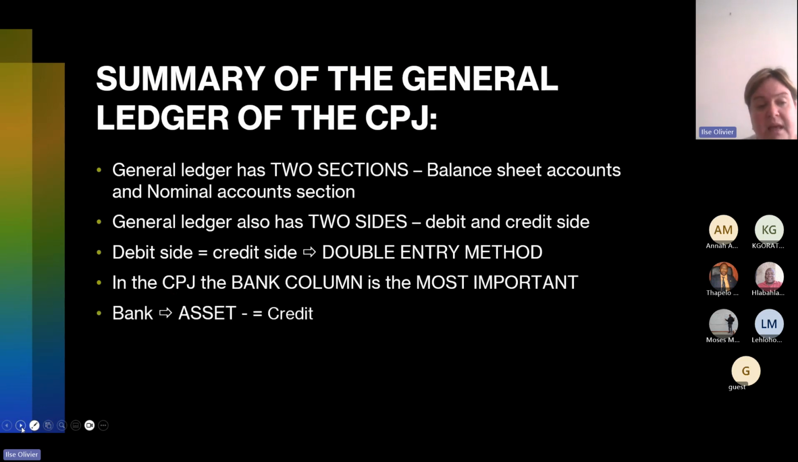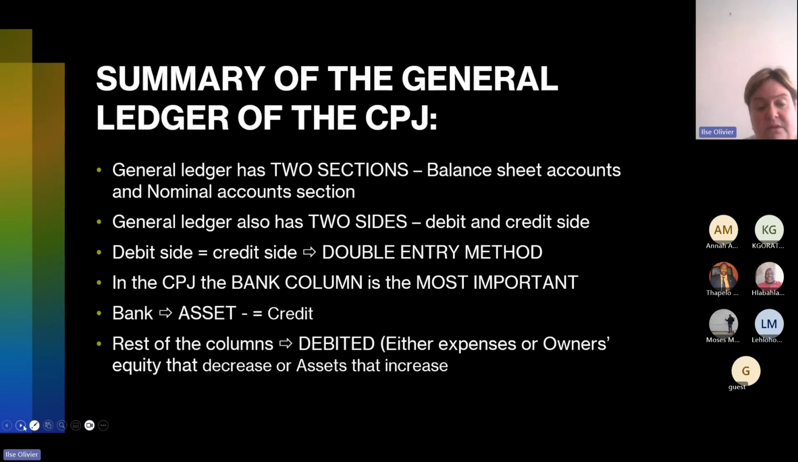Right, then in the CPJ, the bank is the most important column. Always remember that. Bank is an asset that decreases. That's why it's credited. So all the other accounts, the rest of the columns, will be debited because it's either an expense like telephone, stationery, or wages, or owner's equity like drawings that decreases owner's equity, and assets that increase.